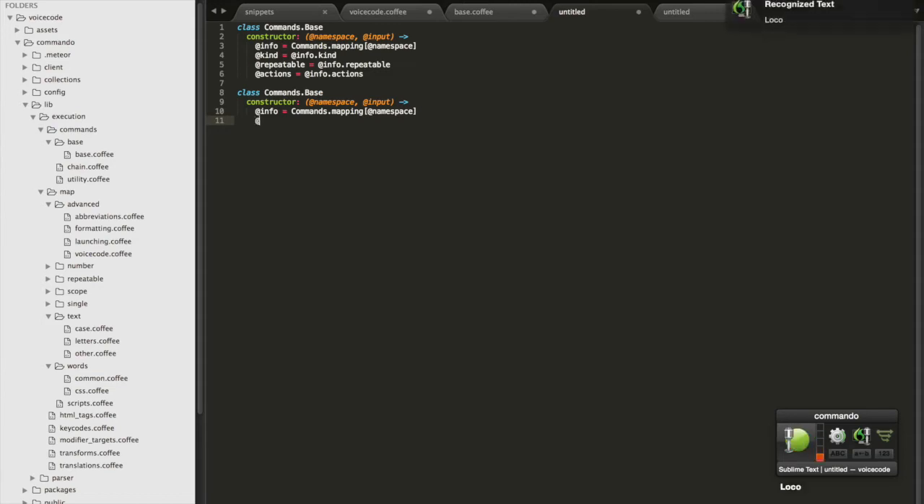Loco shin info equeft crift commands dot mapping brax loco namespace.